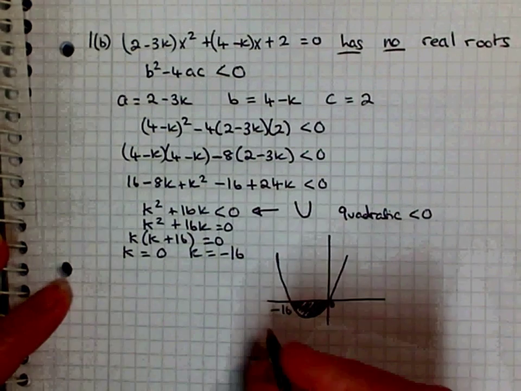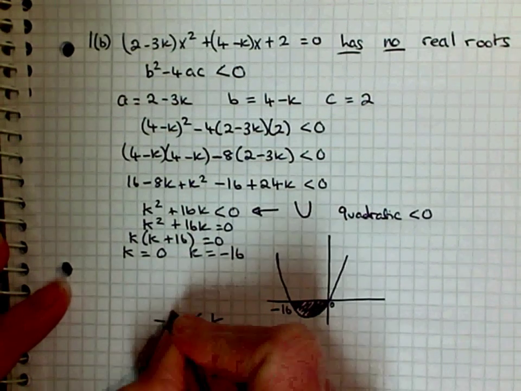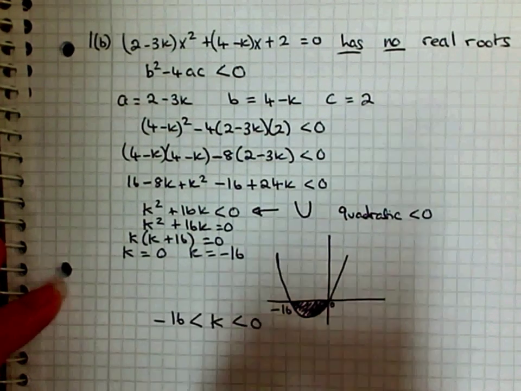So our inequality, or our range of values which we were asked for, is k is greater than minus 16 and k is less than 0.